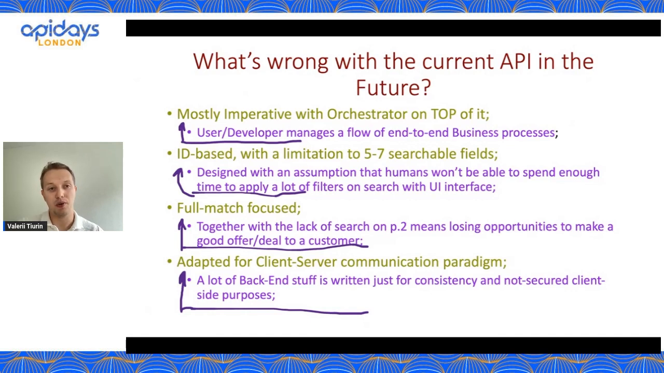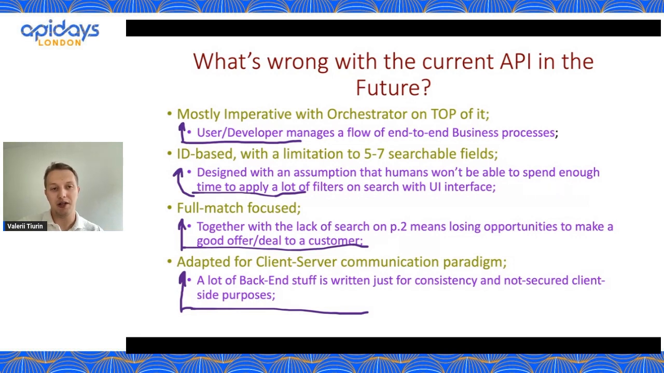So the first thing is what's wrong with the current API in the future defined previously. The first and most important thing is the mostly imperative, with orchestration on top of it, way of thinking. Basically what it means is the user or developer manages the flow of the end-to-end business process in their head, understanding the behavior of this process. And it's extremely complicated to teach a machine or assistant to do things this way when the flow and control over the flow is split between programmatic things and the behavior control.